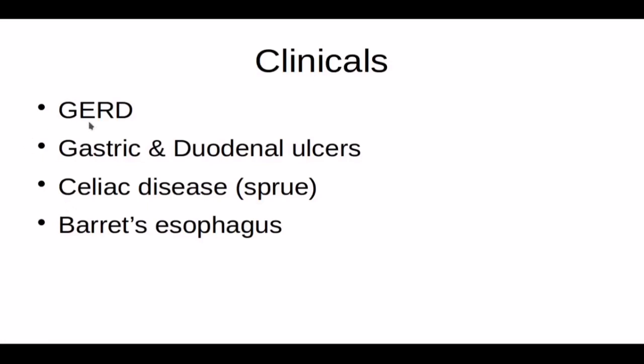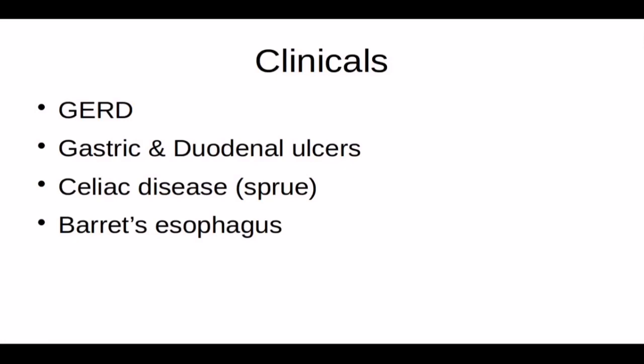As for the clinicals, we have GERD, gastric and duodenal ulcers, celiac disease, and Barrett's esophagus, and many more which I did not mention here. So for GERD, this is gastroesophageal reflux disease, where we have reflux of gastric contents into the esophagus. All right, this will cause mucosal irritation, can result in what you call esophagitis, which is inflammation of the esophagus. Then we have gastric and duodenal ulcers, right? Gastric ulcers are ulcers in the stomach, duodenal ulcers in the proximal part of the duodenum.